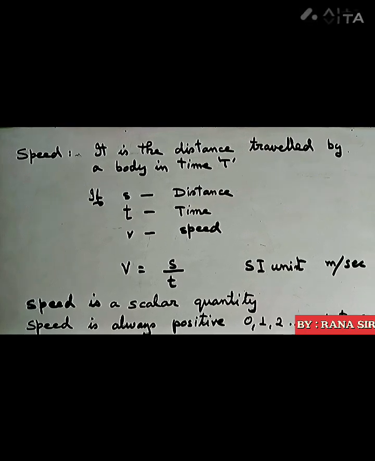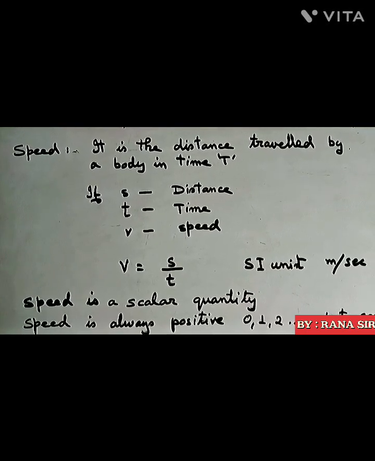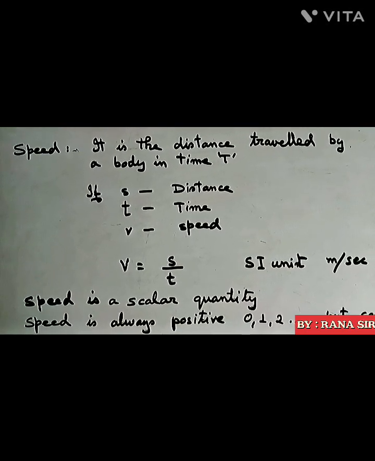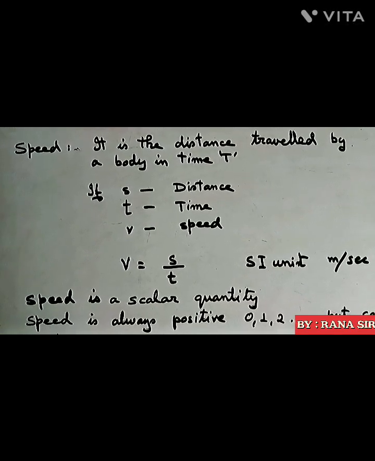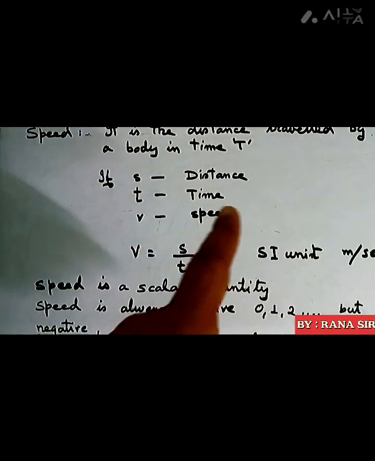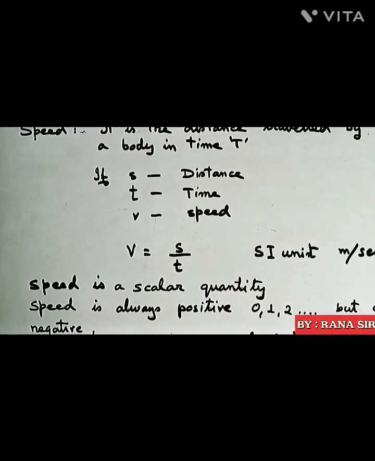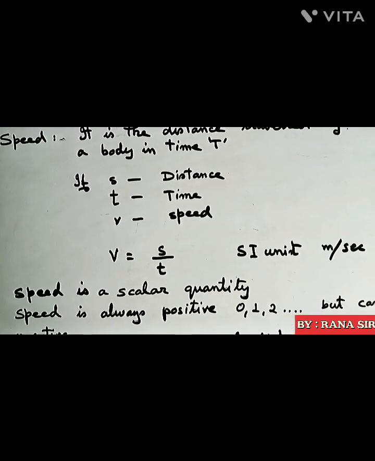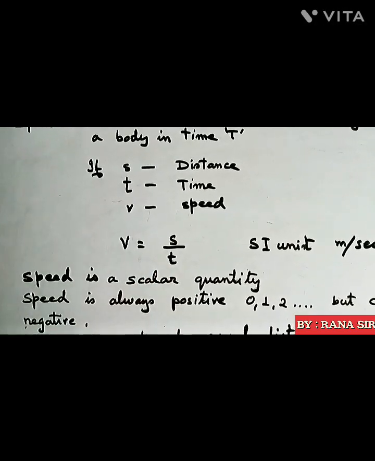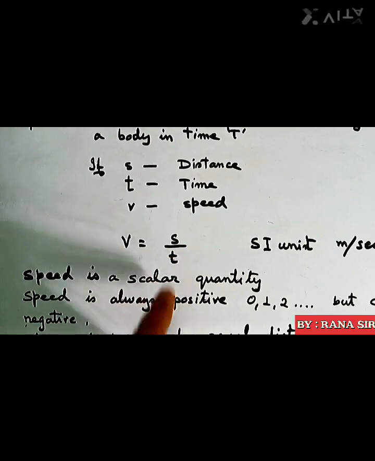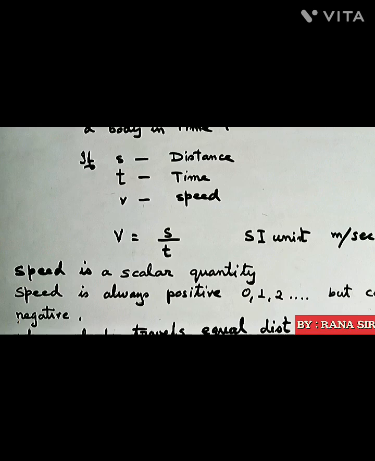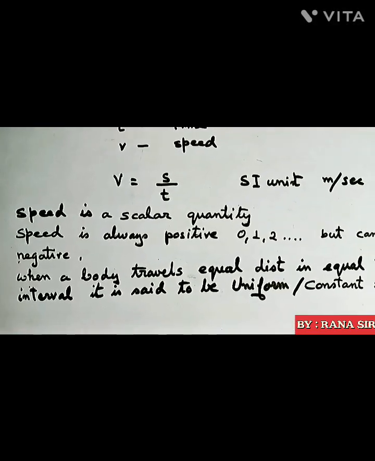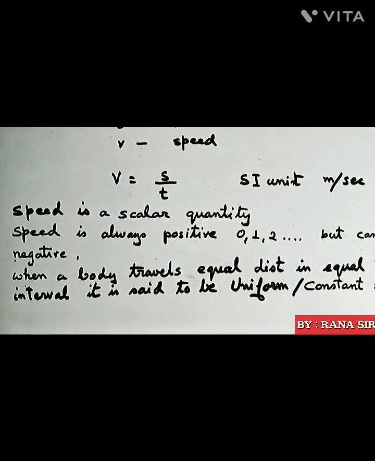Speed is the distance traveled by a body in time t. So the distance traveled by a body in time t is known as speed. If small s is distance, t represents time and v represents speed, the formula is v is equal to s by t, or speed is equal to distance by time. SI unit is meters per second. It is a scalar quantity, meaning that it has got only magnitude but no direction.